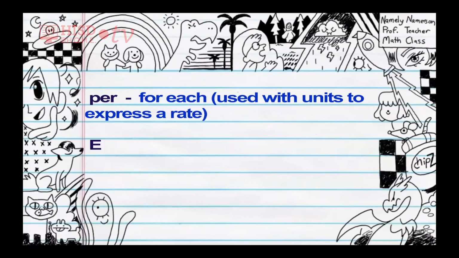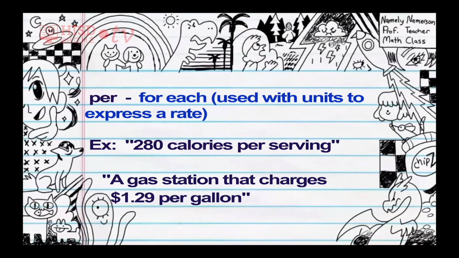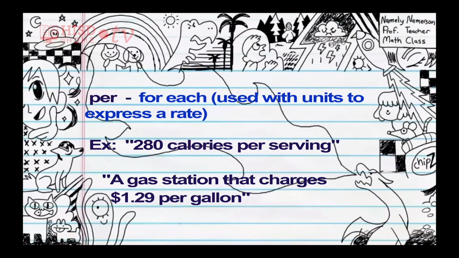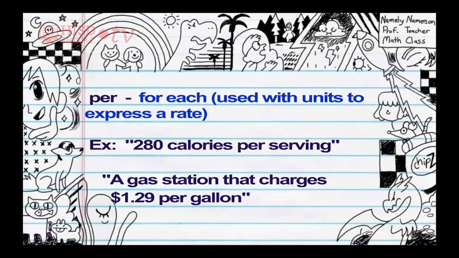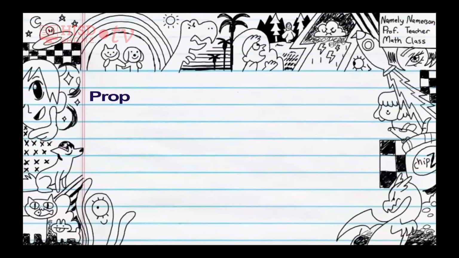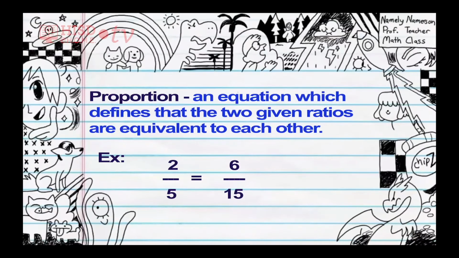So per means for each. Other words that mathematicians also use interchangeably for per are every and for one. For example, you may hear a nutritionist say 280 calories per serving, or a clerk at a gas station say that they charge $1.29 per gallon. A proportion is an equation which defines that two given ratios are equivalent to each other.